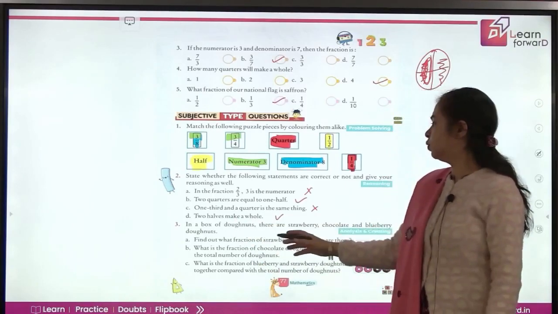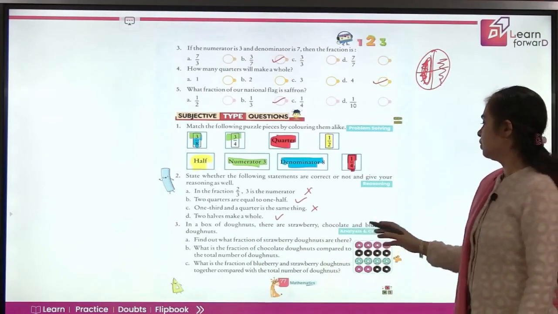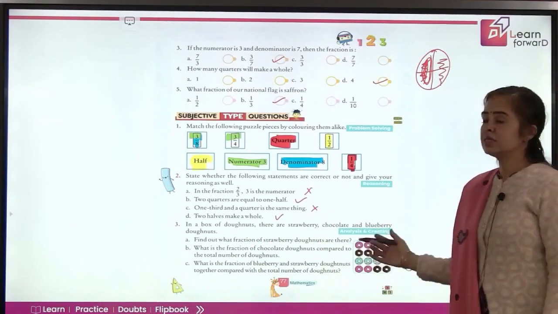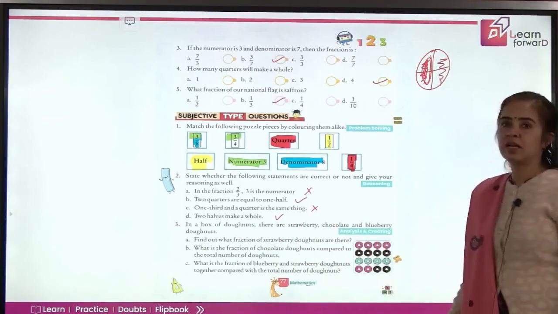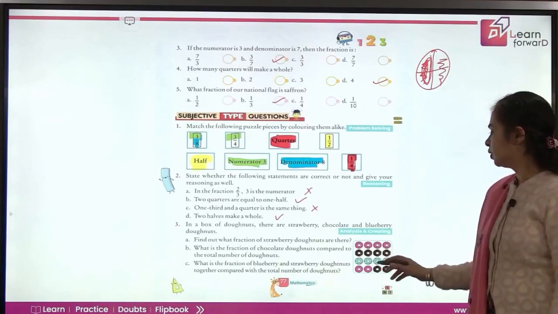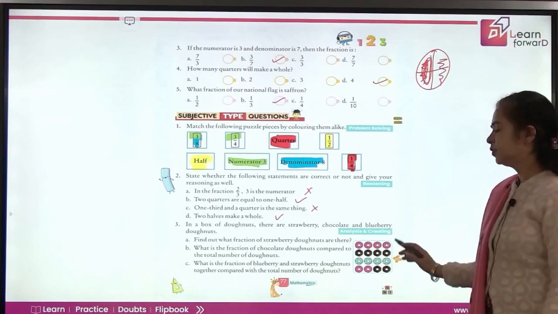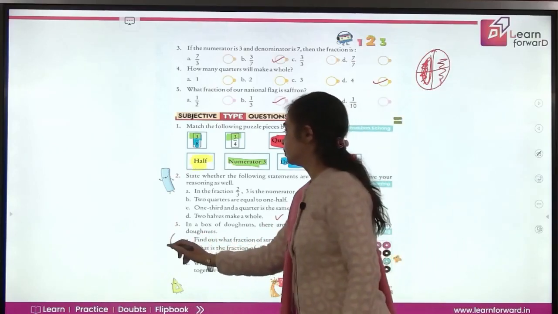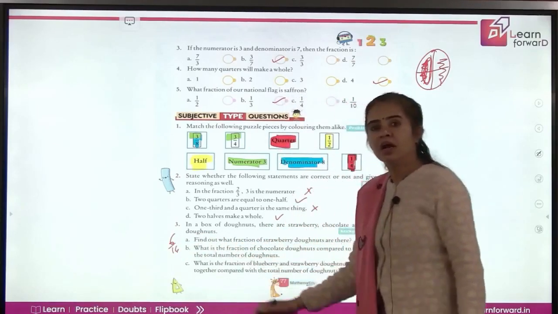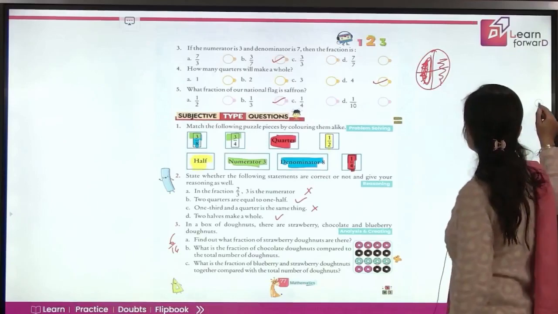In a box of donuts, there are strawberry, chocolate and blueberry donuts. So these are the different flavors. Find out what fraction of strawberry donuts are there. So let's count them. 6 out of, total is 16. So you get 6 out of 16. Similarly, you can find out the other fractions also.